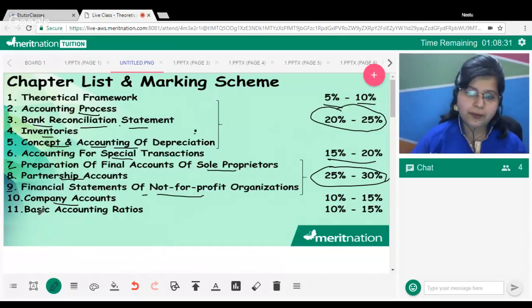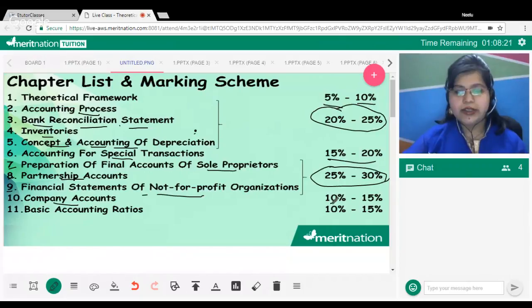Then company accounts. Here we are going to talk about the issue of shares and debentures, again apart from your class 12th, that is the journal entries passed at the time of issue or redemption of shares or debentures. This is going to take up 10 to 15% of your paper. Finally, we have basic accounting ratios.